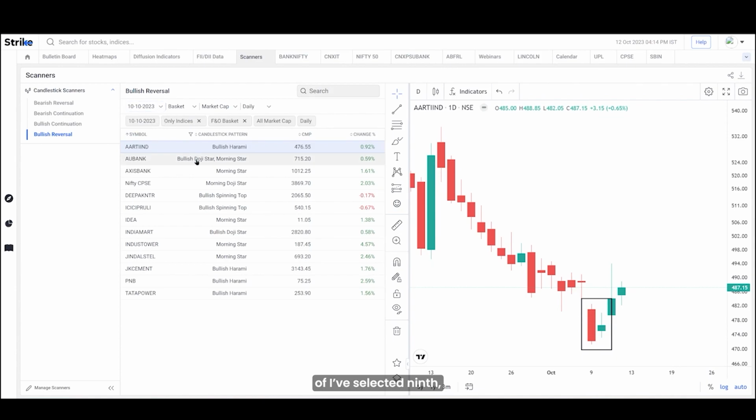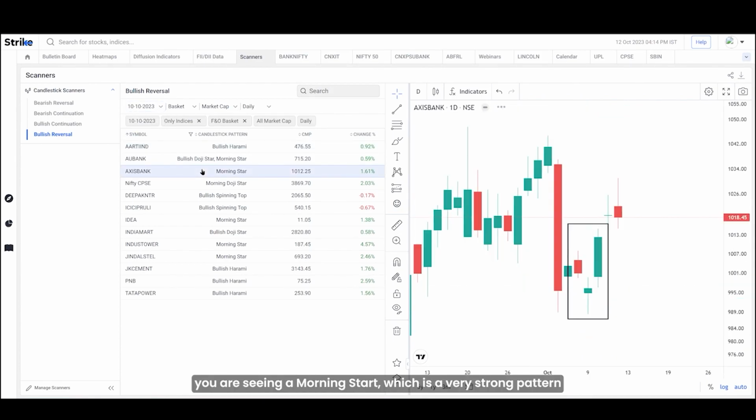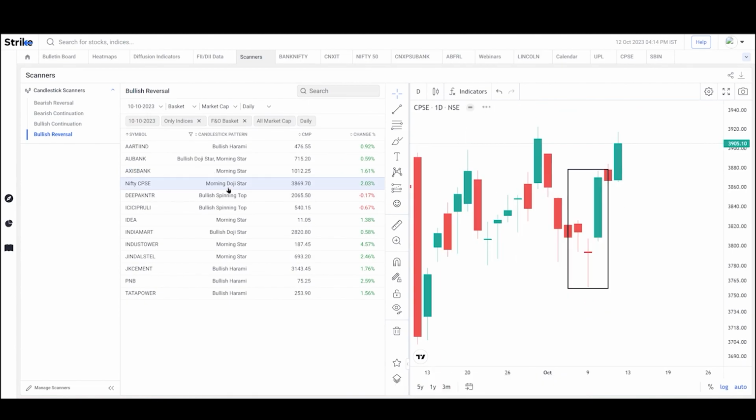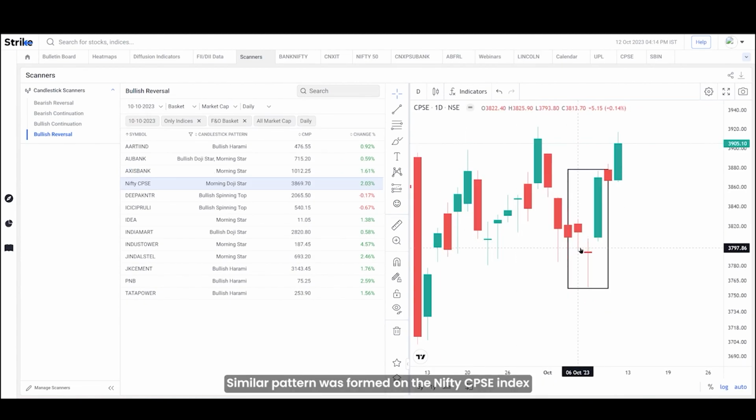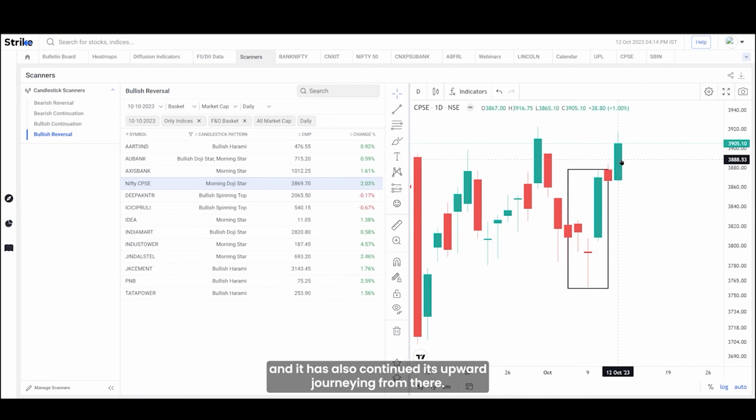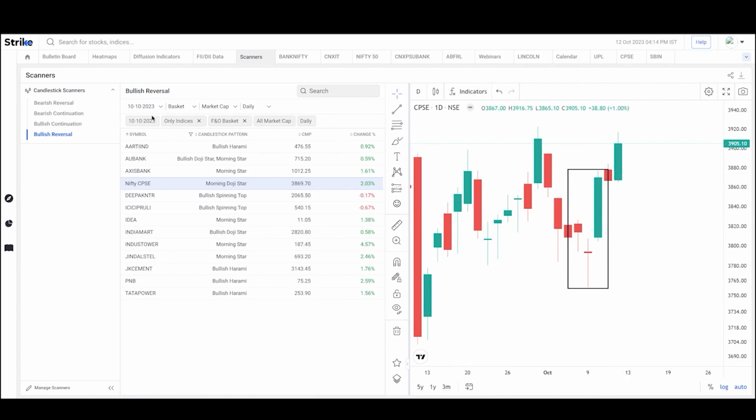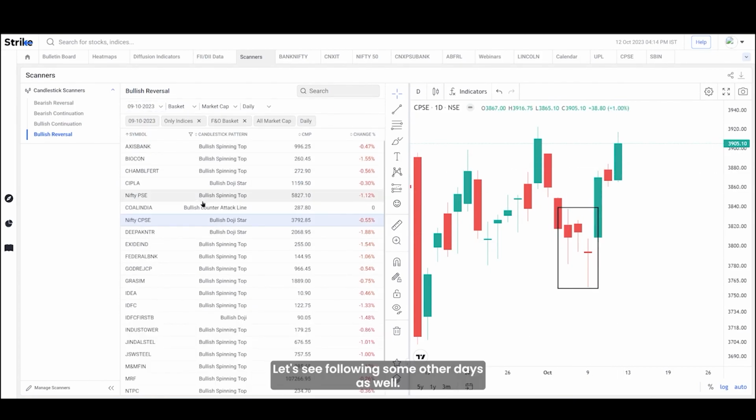So I've selected the 9th. We are seeing a morning star, which is a very strong pattern that had formed on Axis Bank and it has gone up from that level. Similar pattern was formed on the PSU index and it has also continued its upward journey from there. Let's see for some other days as well.